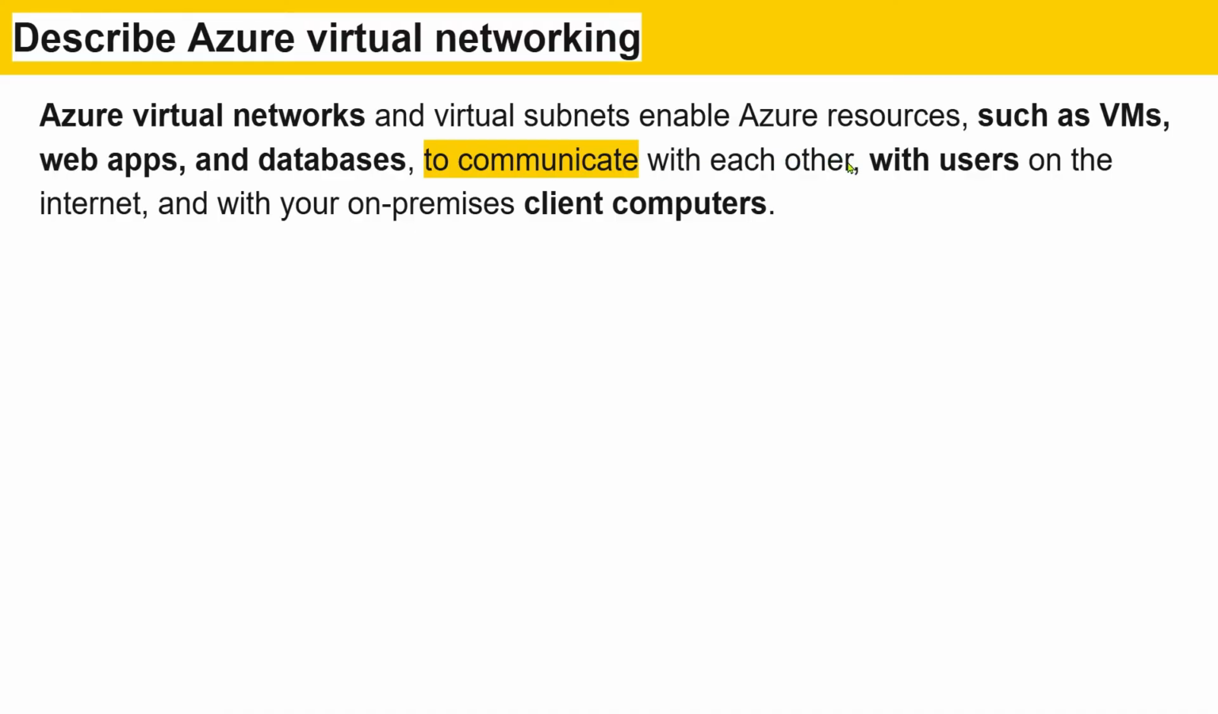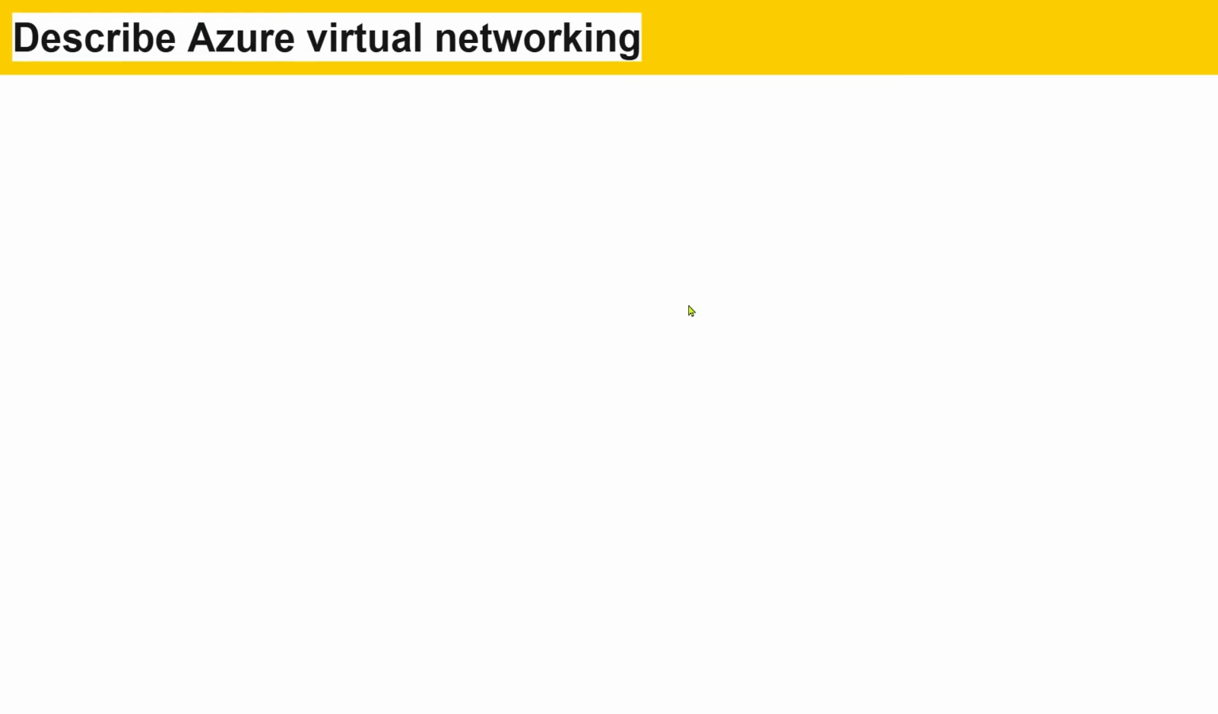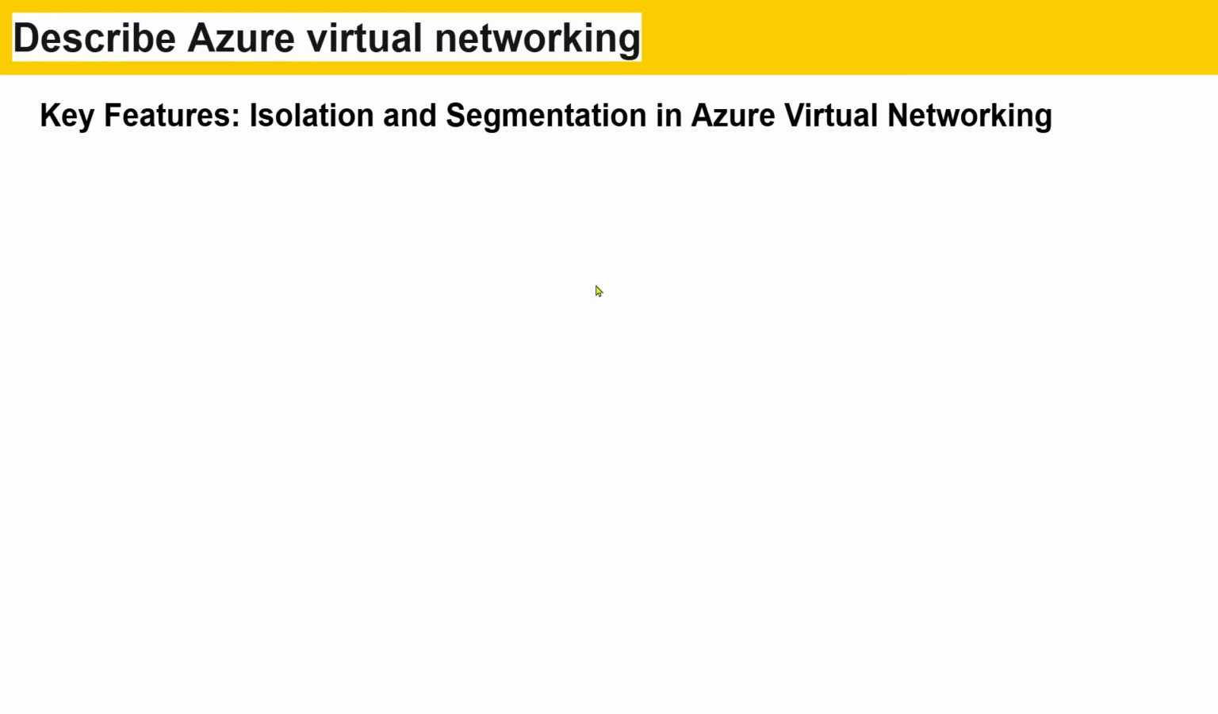communicate with each other. So why do you need a network? To communicate. Each device has to communicate. Say I have a device as a user, and if I'm typing something, it should communicate with your VMs, with your CPU, with your application, correct? With each other, with users on the internet and with your own on-premise client computers. So networking is all about that. Now this has certain key features, okay?